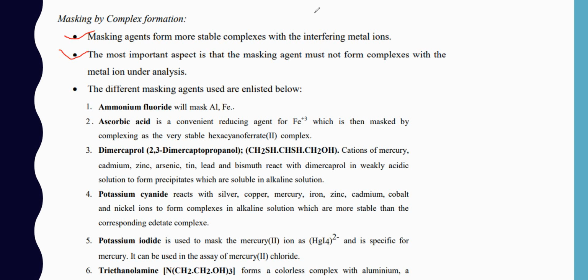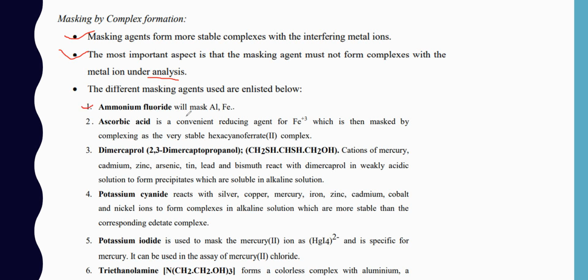If it forms a complex with magnesium, then it will create an error in whatever my result would be. So these masking complexing agents should not form complexes with the metal ions under analysis. The different masking agents used are enlisted below. So these are the different masking agents.